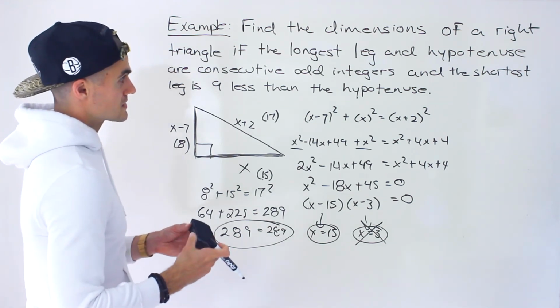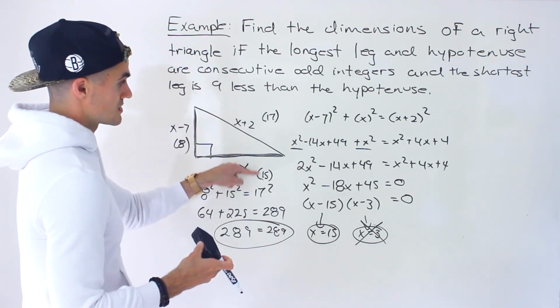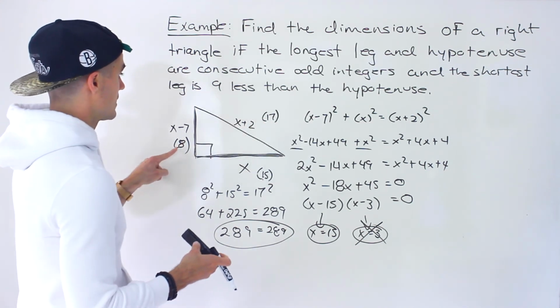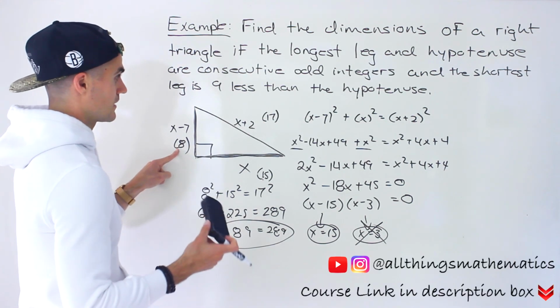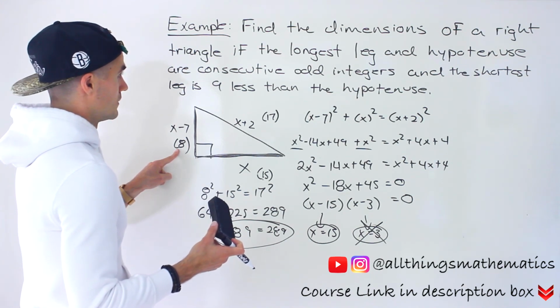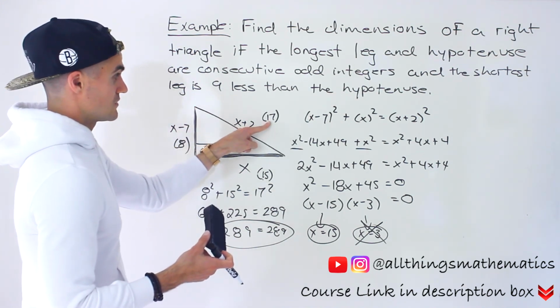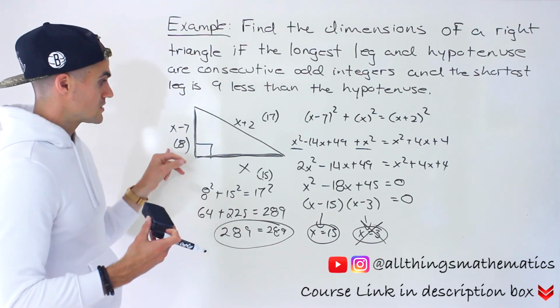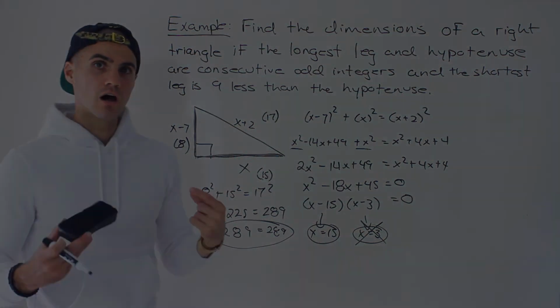So the Pythagorean theorem holds with those values. Okay, and it also makes sense according to the words: consecutive odd integers, 15 and 17. And then the shortest leg is 9 less than the hypotenuse. 17 minus 9 would give us that 8, right? So those end up being the dimensions of the triangle.